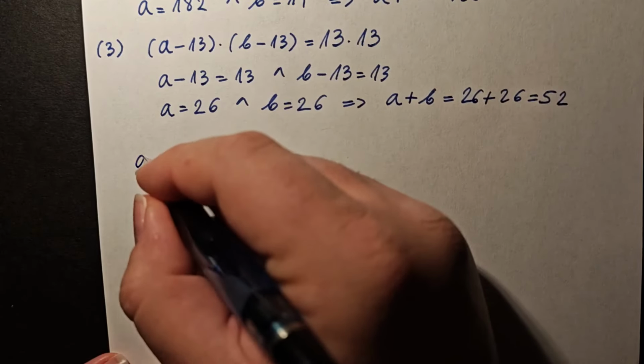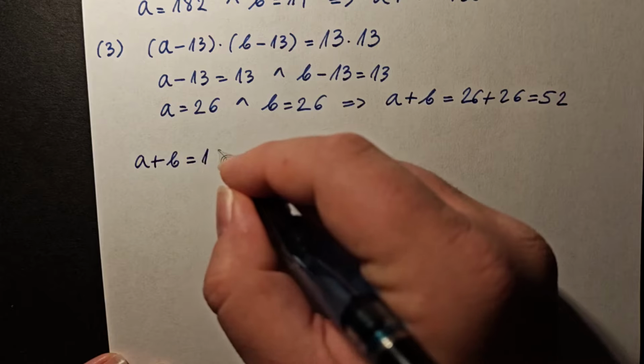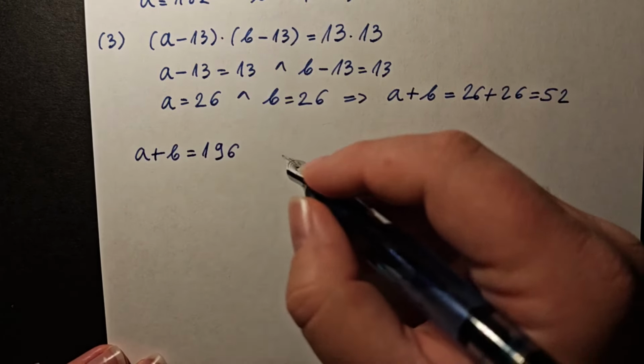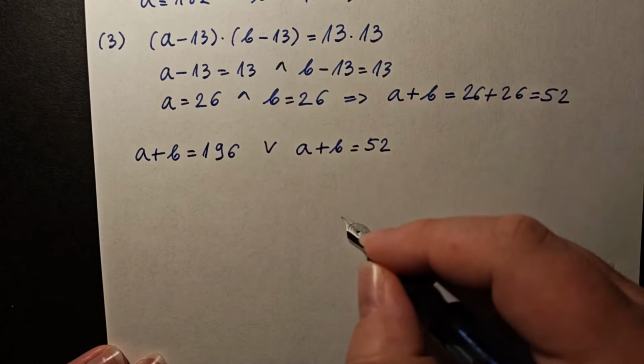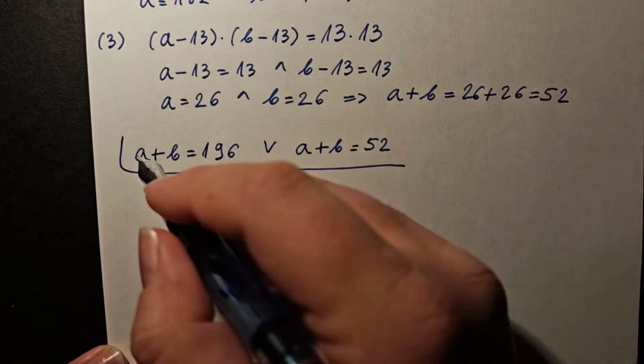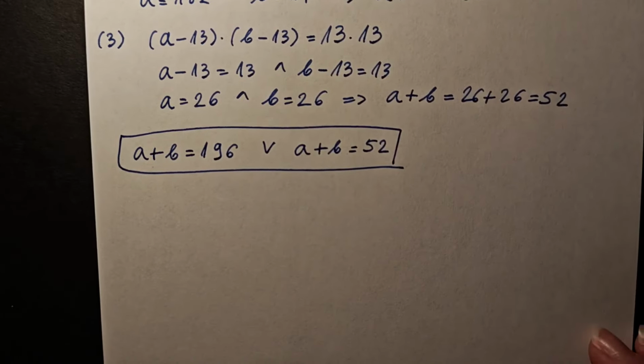Finally, we have that a plus b is equal to 196, or that a plus b is equal to 52. And this is our final solution for the beginning problem.